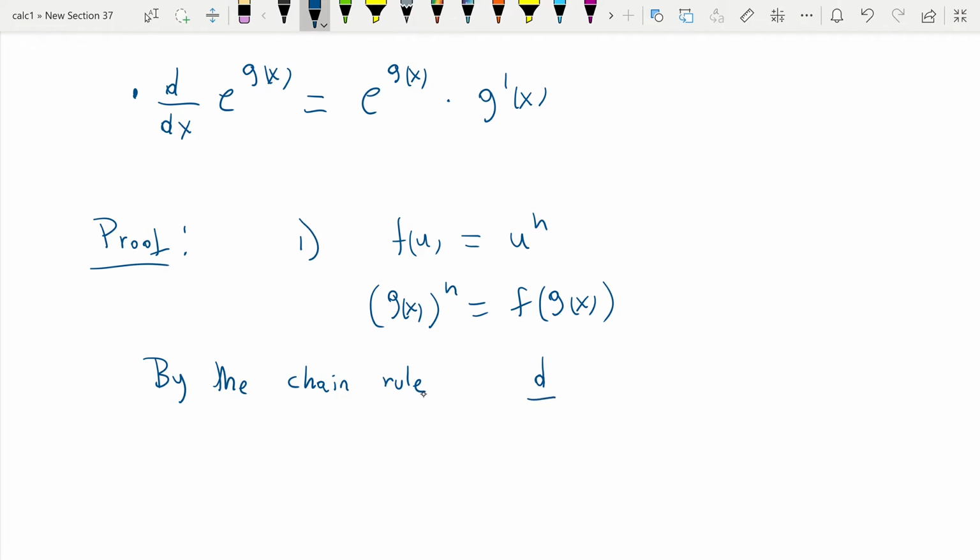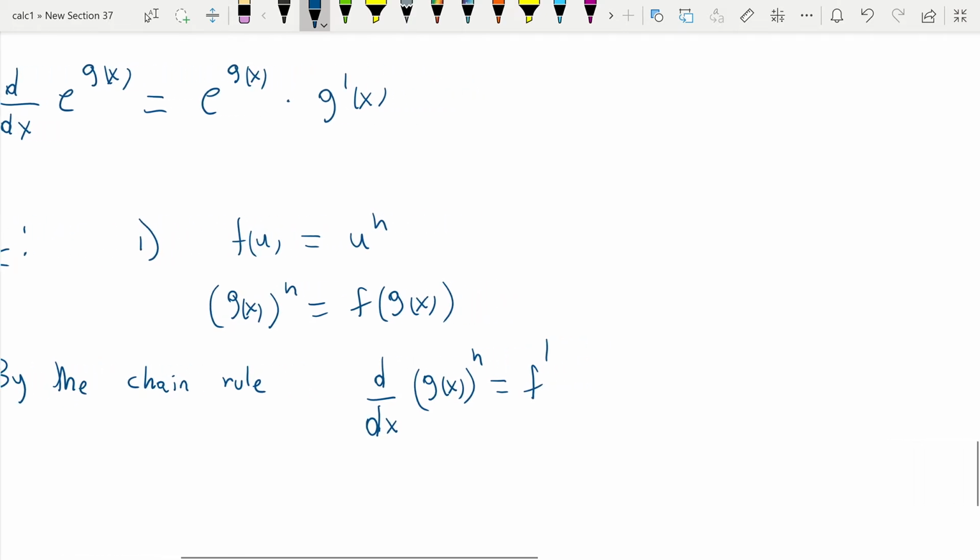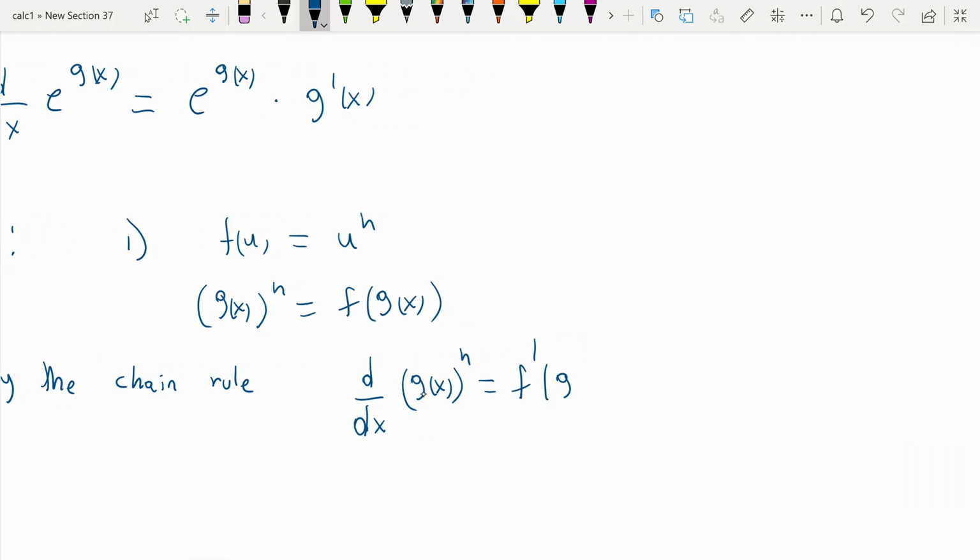So this is d dx of g of x to the n. And this is just f prime of g of x times g prime of x. That's just the chain rule.